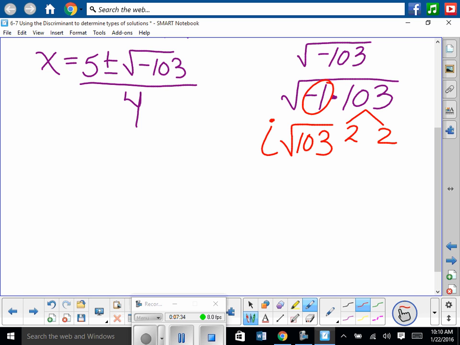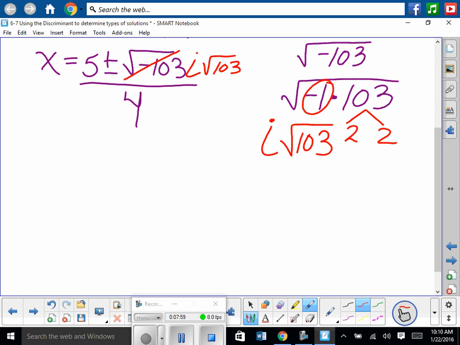Where did you get that 5? That's our b value. Well, it's x equals negative b, so that's what comes first. Does that make sense? x equals the opposite of b. b was -5, so negative b is 5. So really, guys, this piece became i square root of 103.